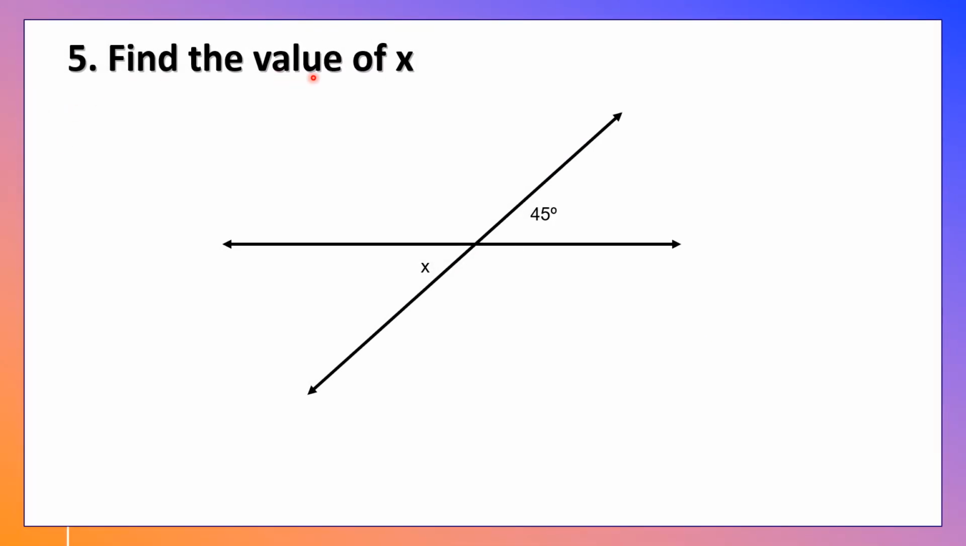Number 5, find the value of x. So these two angles are vertical angles. So since vertical angles to, that means they are congruent. So kung ano yung measure nito, yun din ang measure ng given angle dito. So x is equal to 45 degrees. So yun na yung answer natin.